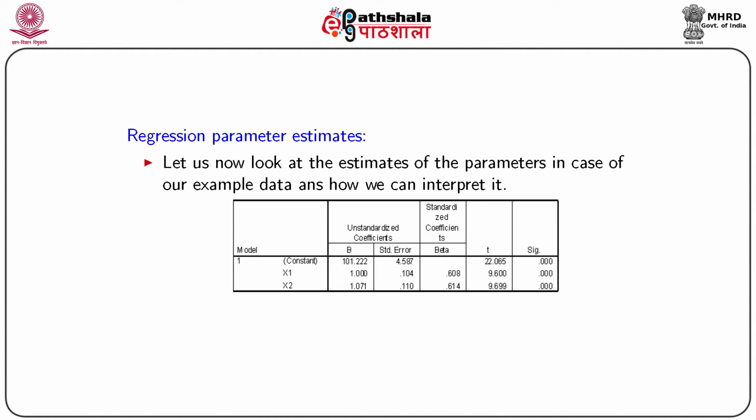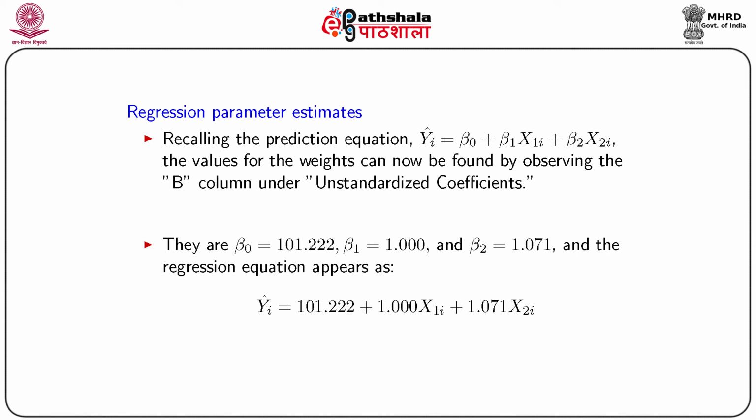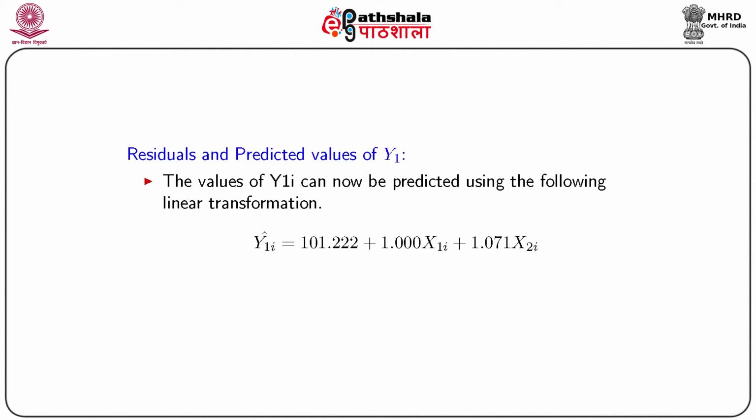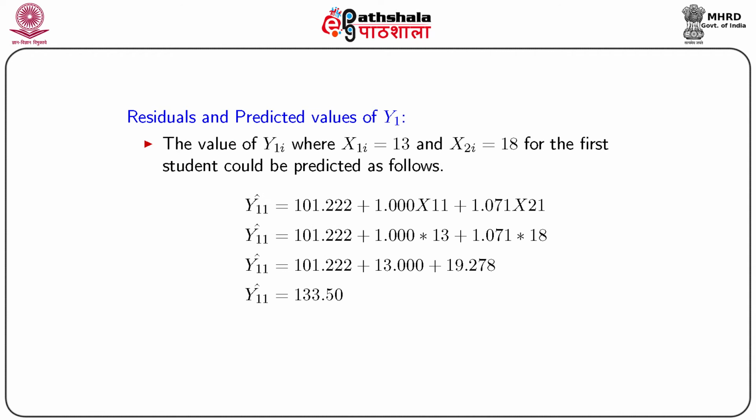Along with the estimates of the parameters, we are also given the standard errors, the t-test statistic which is used to test the statistical significance of that particular variable, and also the p-values. Now recalling the prediction equation, y hat equals beta naught plus beta 1 x1 plus beta 2 x2, the values for the weights can be found by observing the B column under unstandardized coefficients, which is nothing but the estimates of the coefficients. They are beta 0 equals 101.222, beta 1 equals 1 and beta 2 equals 1.071, as we have pointed out before. Using these estimates we can now rewrite our regression equation as y hat equals 101.222 plus 1 x1 plus 1.071 times x2. Now what are the residuals and predicted values of y1?